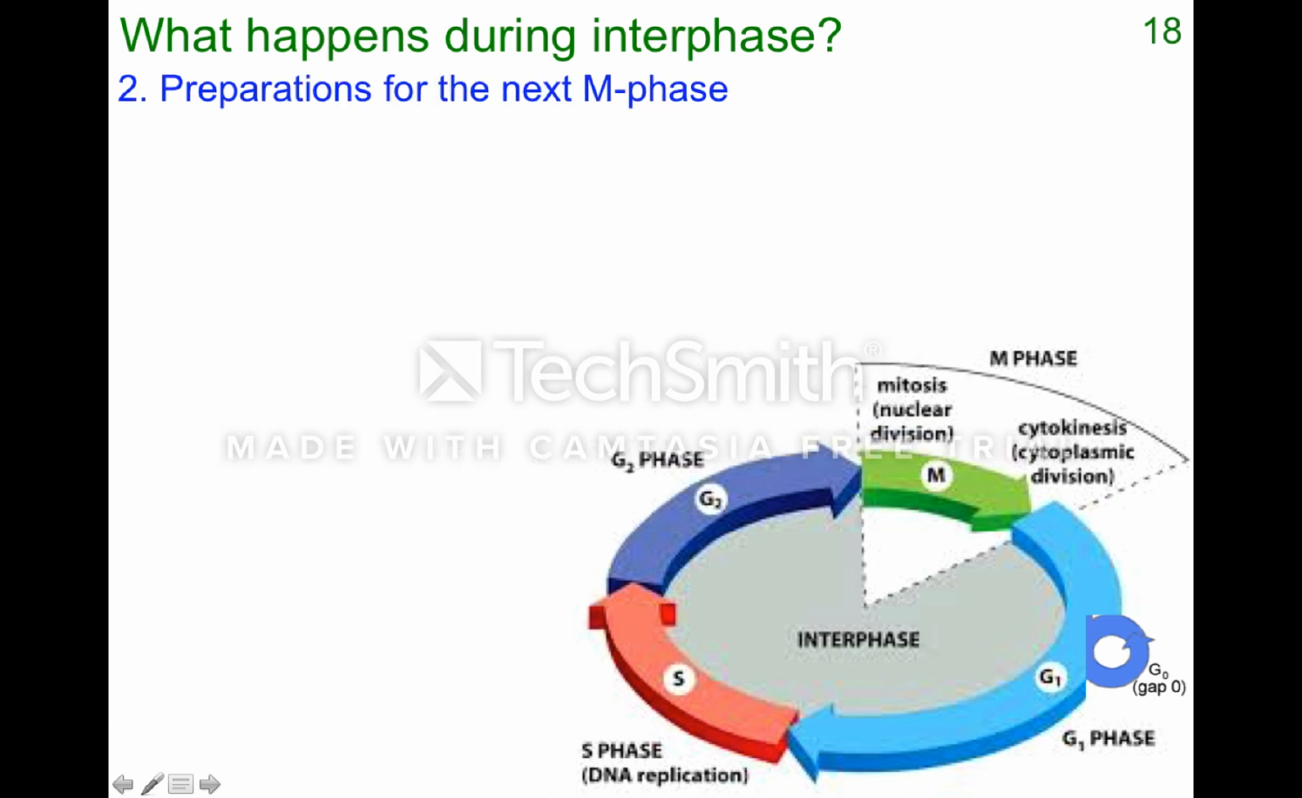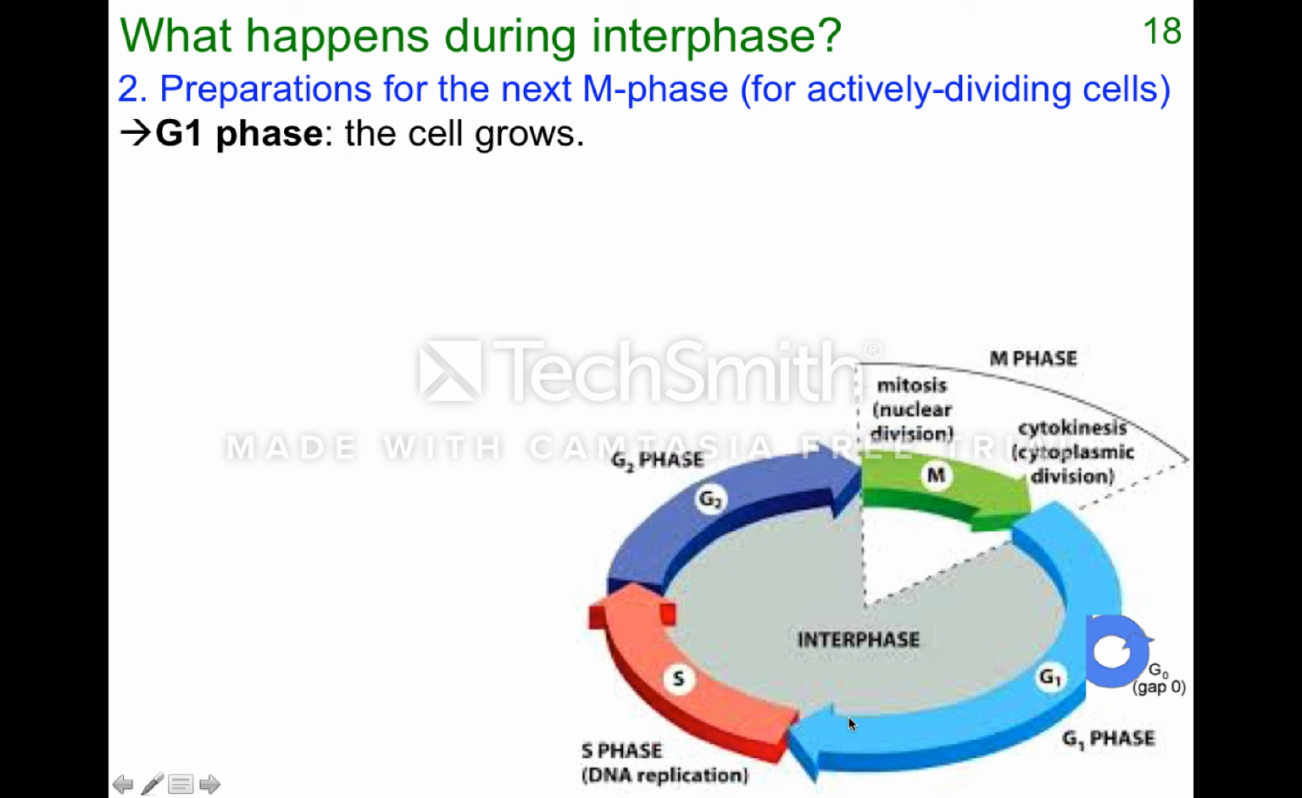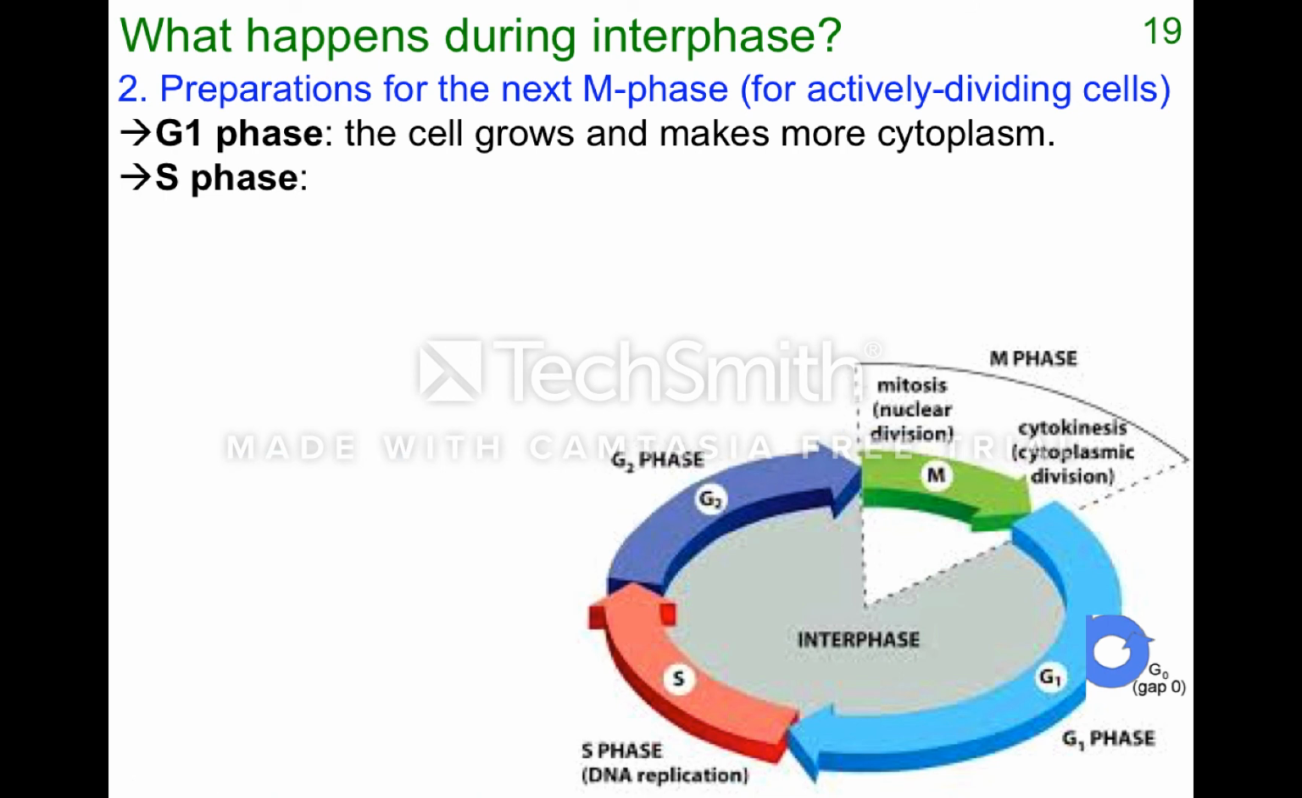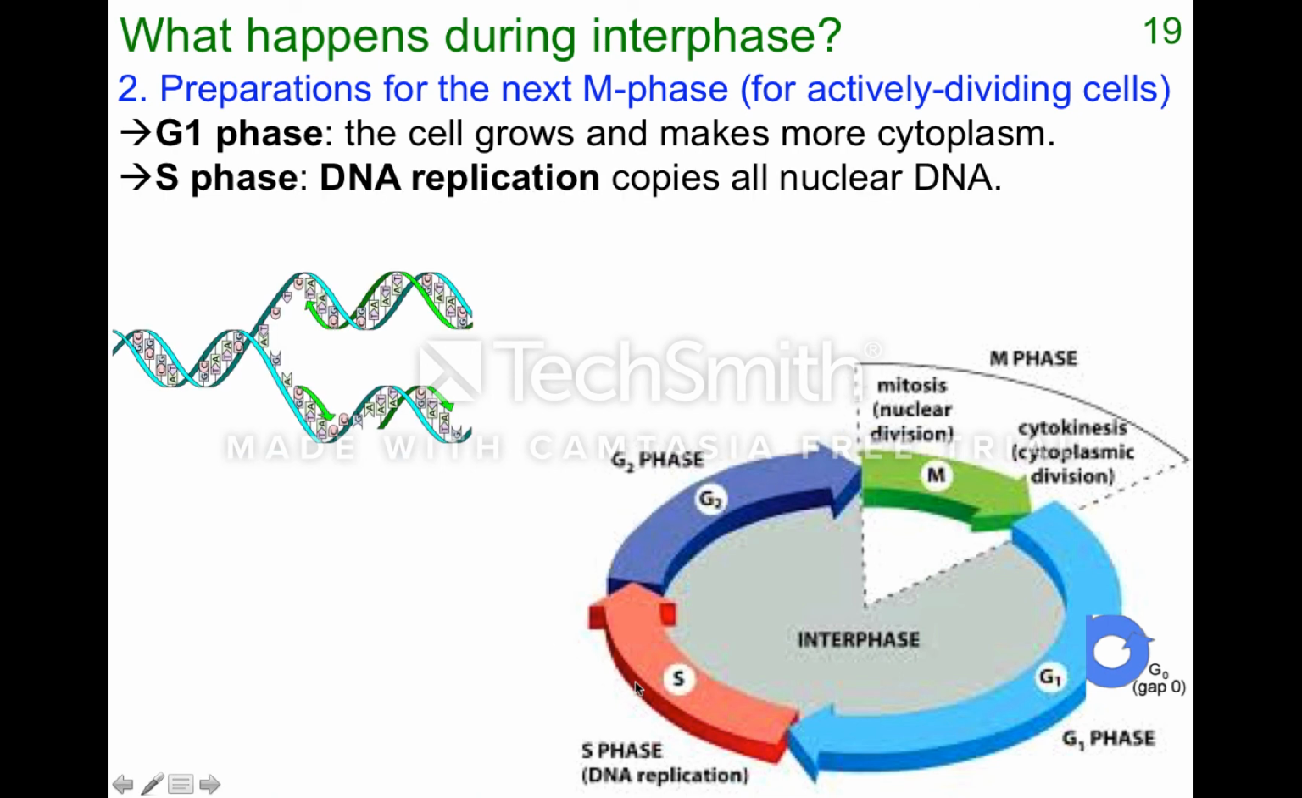So if the cell is not going to be in G0 and it's going to divide soon, it's going to have to go through the rest of interphase and go towards M phase. For actively dividing cells, we first go through a G1 phase, in which the cell's growing and making more cytoplasm. So making more organelles, more ER, more mitochondria, all that kind of stuff, in order to make the cell bigger for it to divide. During the S phase, or the synthesis phase, you get DNA replication, right?